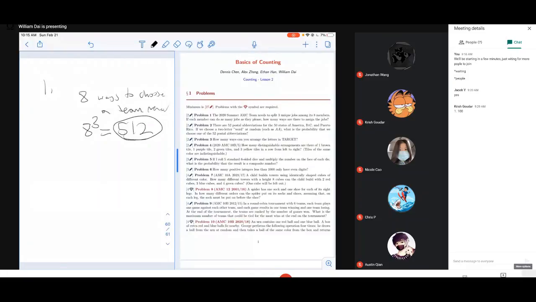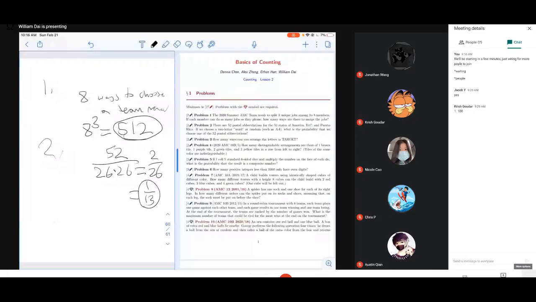Okay, so for number 2, there's 52 postal abbreviations for the 50 states of America, DC, and Puerto Rico. If we choose a two-letter word at random, what's the probability that we choose one of the 52 postal abbreviations? So there's 26 times 26 random words, and we have 52 postal abbreviations. So what we get is 1 over 13.